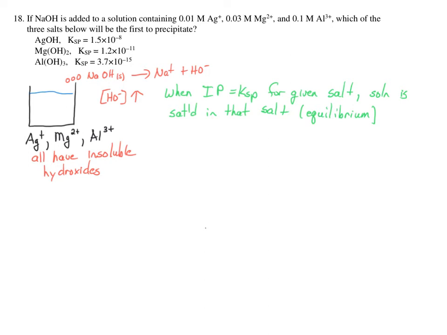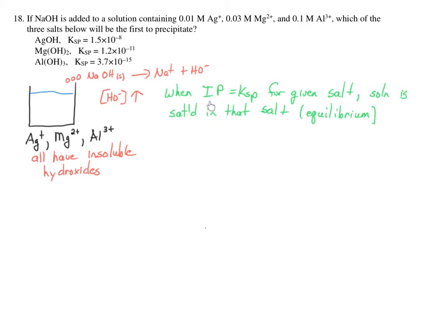By now this should be a familiar physical setup. We have a solution containing different metal cations, and we're adding a salt that slowly increases the concentration of an anion that leads to an insoluble salt. In this case, we have silver, magnesium, and aluminum ions present in solution. All of them have insoluble hydroxides. So we're increasing the hydroxide ion concentration by adding sodium hydroxide.